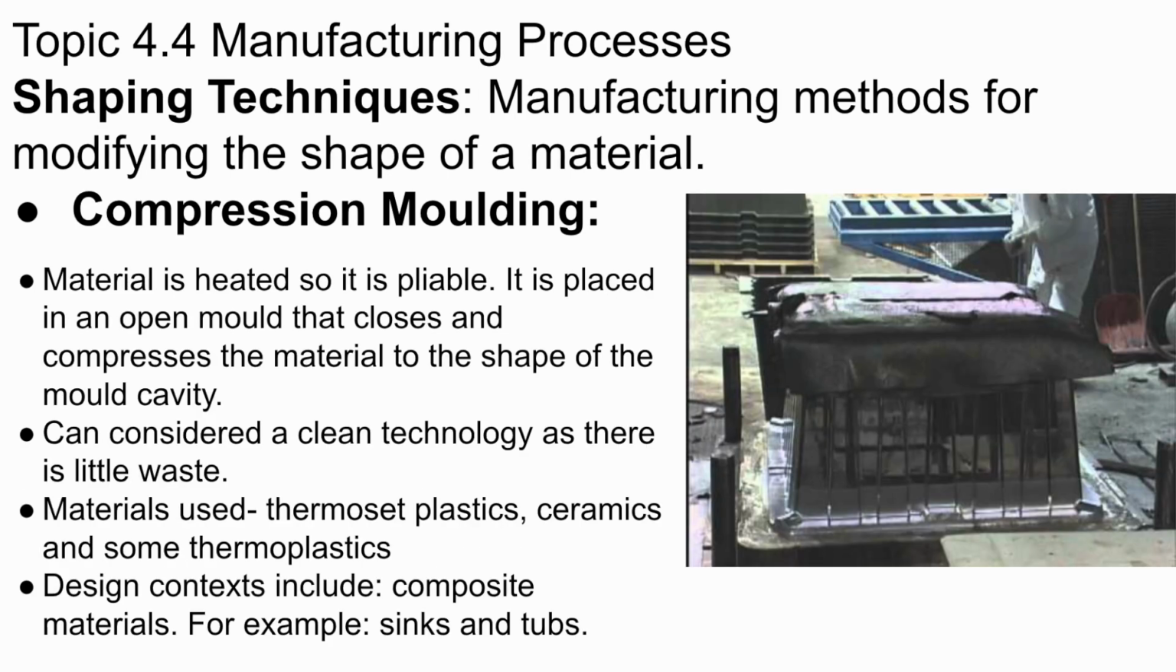Compression molding, a material is heated so it's pliable. It is then placed in an open mold that closes and compresses the material to the shape of the mold cavity. It can be considered a clean technology as there's very little waste. The materials used are thermoset plastics or ceramics and some thermoplastics. Design contexts include composite materials, so for instance, sinks and tubs and things like that are made in this way.